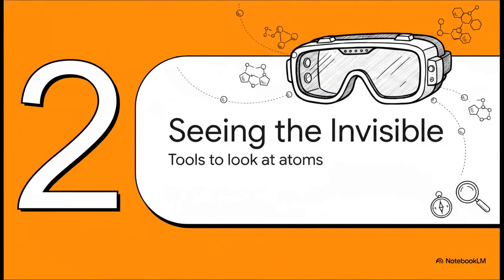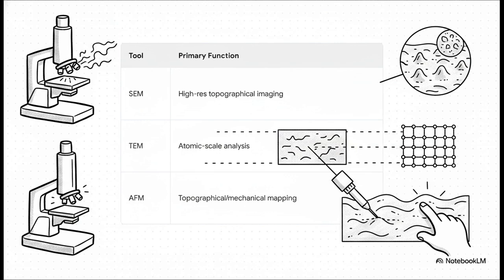Moving right along to Section 2, Seeing the Invisible. Let's look at the specialized tools we need to look at atoms. What's truly interesting here is how we cut through all these dense scientific acronyms to figure out exactly which tool we need for the job. Standard light microscopes simply cannot resolve things this small.